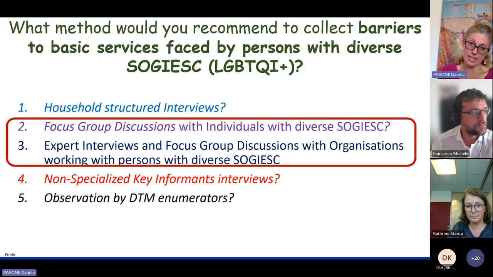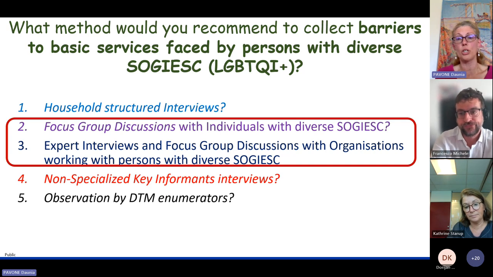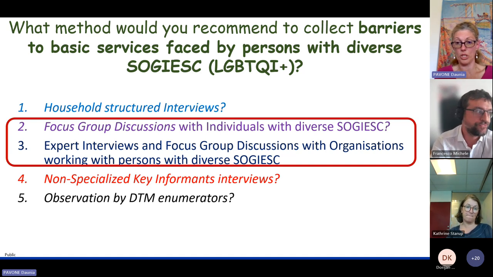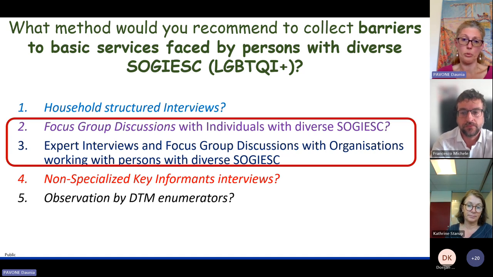And this is an example. We have organizations of persons with disabilities that work at local level and so on and so forth. So do remember that there is so much data and information out there that is sometimes even less time consuming and resource intensive to collect. And it's going to give you much better qualitative information that is actionable. Over.